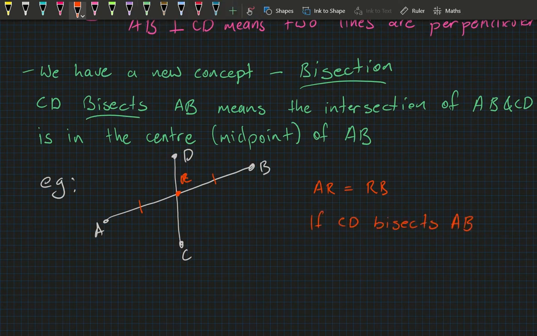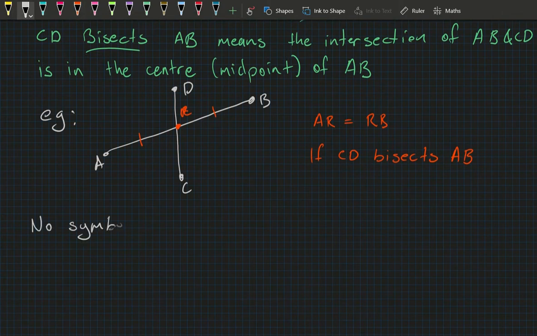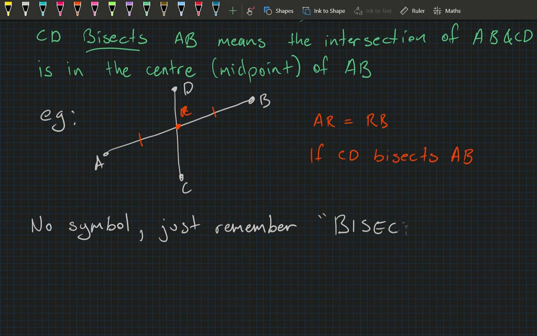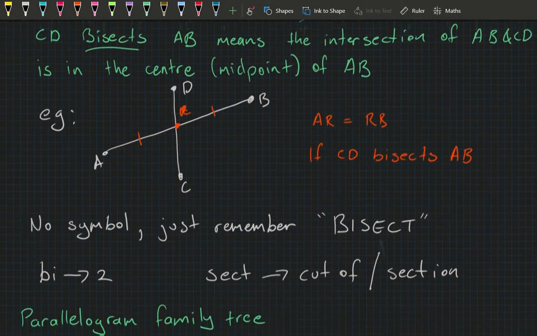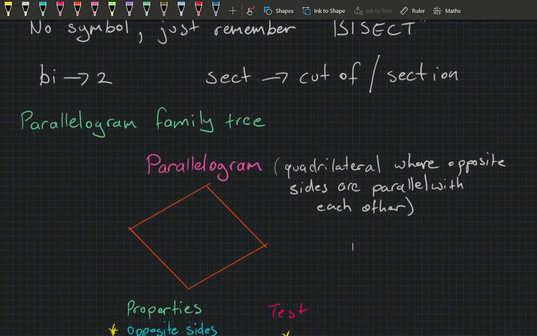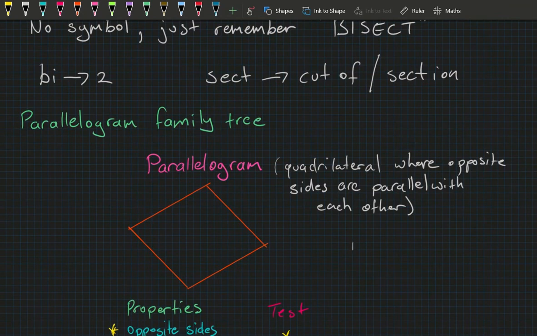Unlike for parallel and perpendicular, there's no fancy symbol for this, we just say it. So remember the term bisect, as in bi for two and sect for cut off or section. Anyhow, with that, let's move on and have a look at the parallel family tree, which I've already written out.